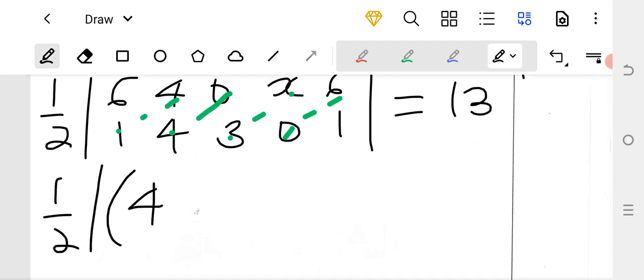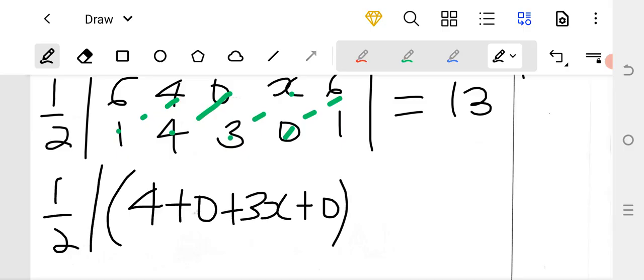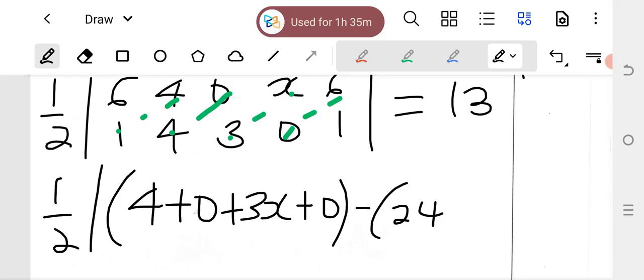So now let's start. 1 times 4 is a 4. 0 times 4 is a 0. 0 times 4 is a 0. And then 3 times x is a 3x. 0 times 6 is a 0. Minus 4 times 6 is a 24. So there we have a 4, 0, 3x, 6.